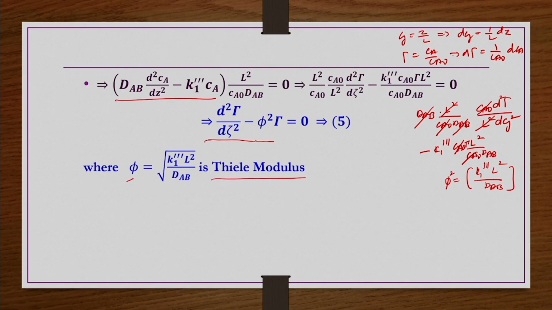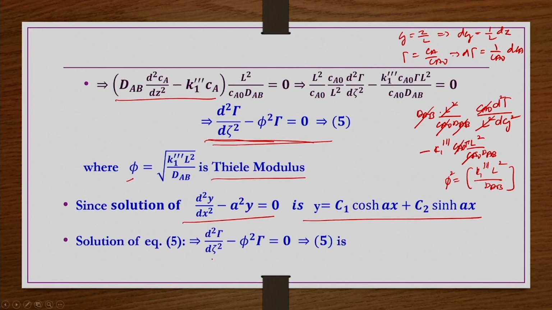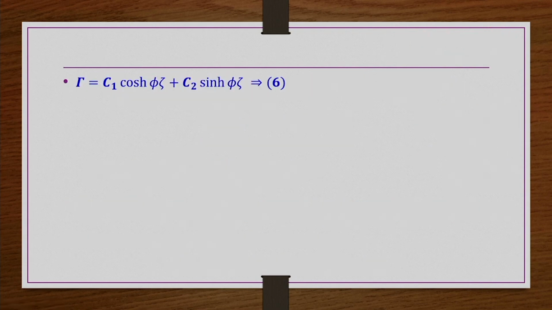Right. So, this equation we have to get the solution. This equation 5 is in this form, d square y by dx square minus a square y is equals to 0, whose solution is y is equals to C1 cos hyperbolic Ax plus C2 sin hyperbolic Ax. For this equation 5, similarly the solution would be capital gamma is equals to C1 cos hyperbolic phi zeta plus C2 sin hyperbolic phi zeta. The same solution is written here. This is nothing but the concentration profile in dimensionless coordinates.